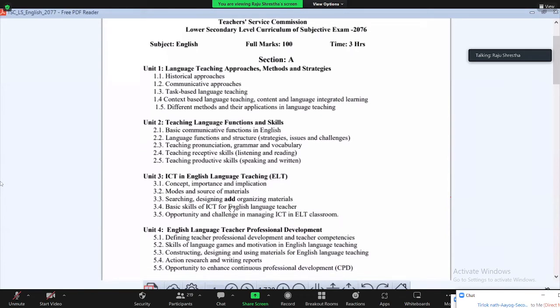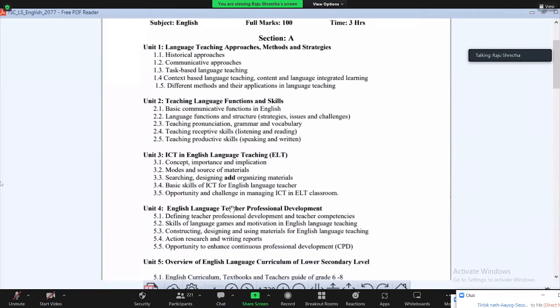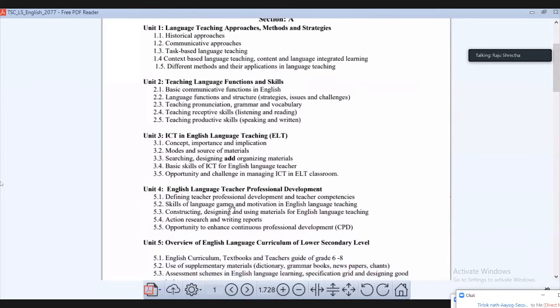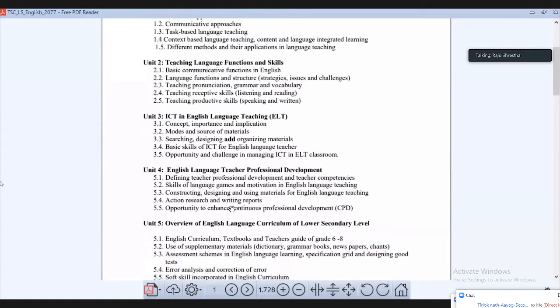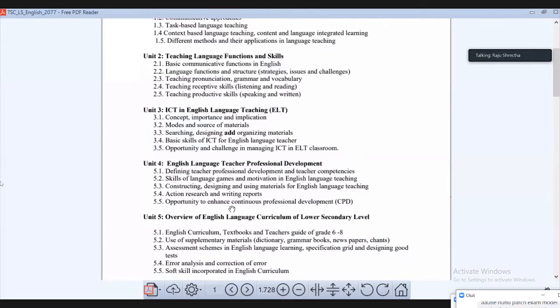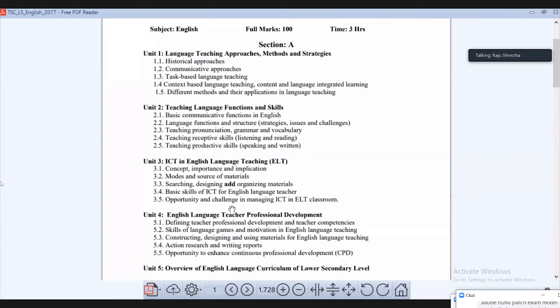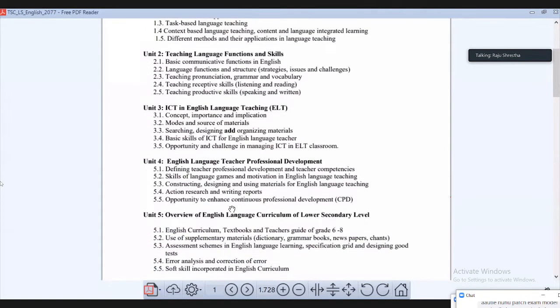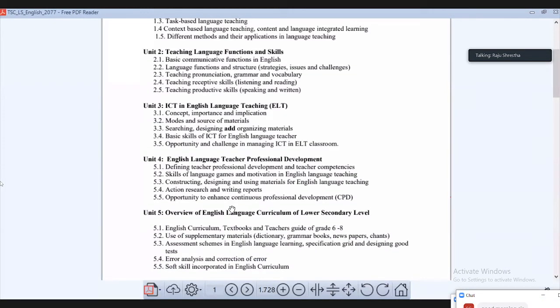We are discussing Unit 5, and today will be the last class of this unit. I want to show you the curriculum content. Unit 1 we finished. Unit 2 also finished. Unit 5 we finished today. And from tomorrow we start Unit 3 and Unit 4.